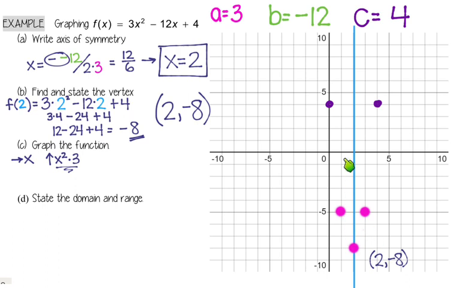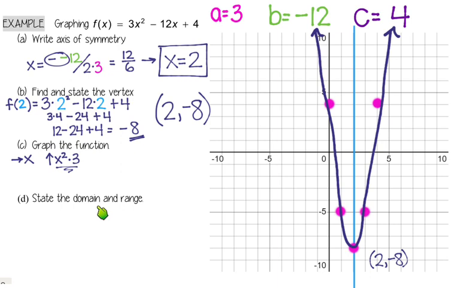So we have those points. We also have the mirror of this x-intercept to its point over here. So we went 2 units to the left, we're going to go 2 units to the right. And now, carefully connect those points. There we go. Okay. The domain and range, well, the domain is always all real numbers.